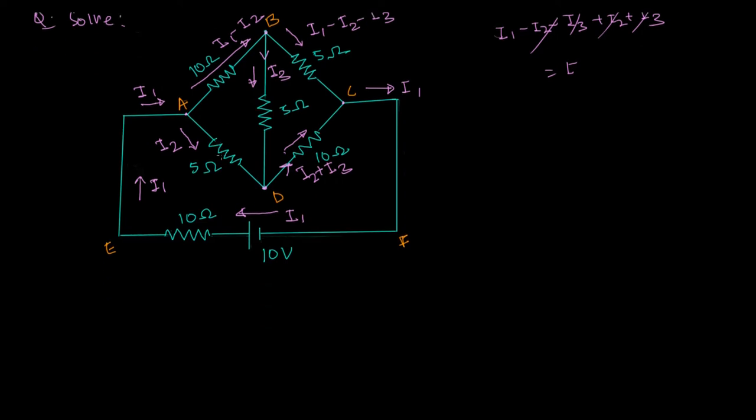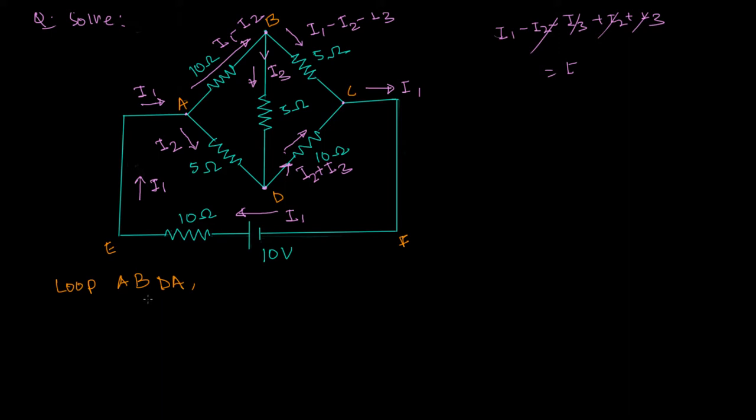Since I'm taking the first loop, I do not bother much. So I take the loop A, B, D, A, okay? It is again good practice to move in the same direction in which you have written the junction names. If it is ABDA, you actually move from A to B to D to A, and that comes handy when you are trying to check whether you have gone wrong somewhere, right? So ABDA.